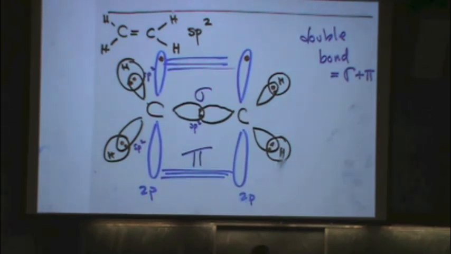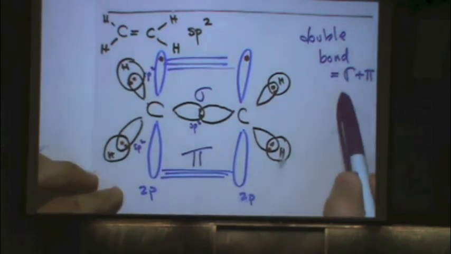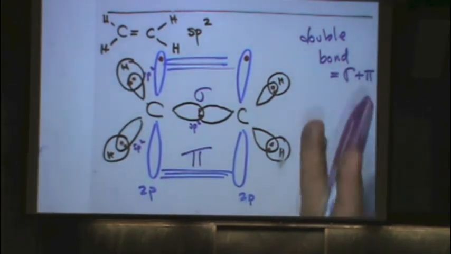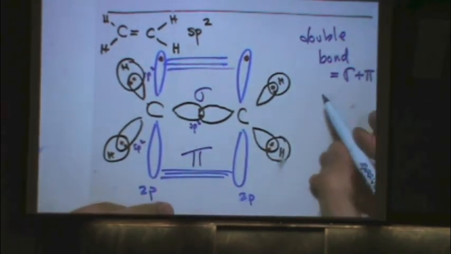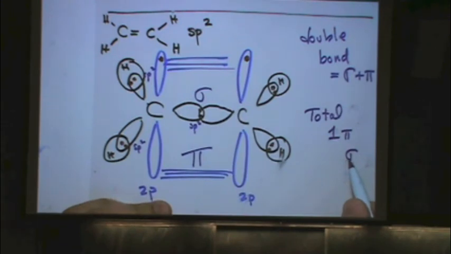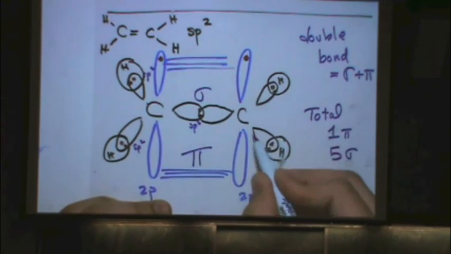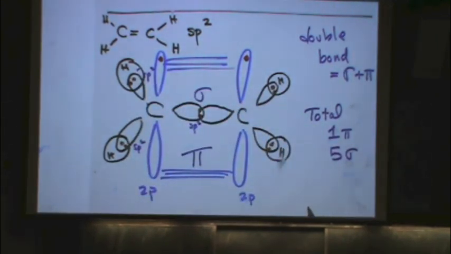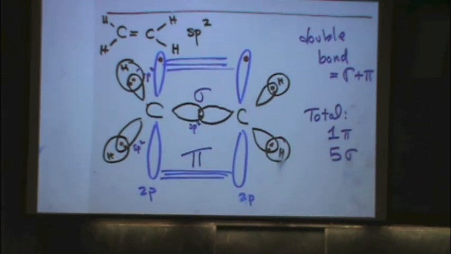So a double bond is not twice as strong as a single bond. It's stronger, but not twice as strong. Okay? So know that every double bond has a sigma and a pi. So in this molecule, how many total pi bonds do I have? Yeah, I have a total of 1 pi. How many total sigma bonds do I have? You should count 5, right? 1, 2, 3, 4, 5. Okay? You should be able to count totals. Okay.